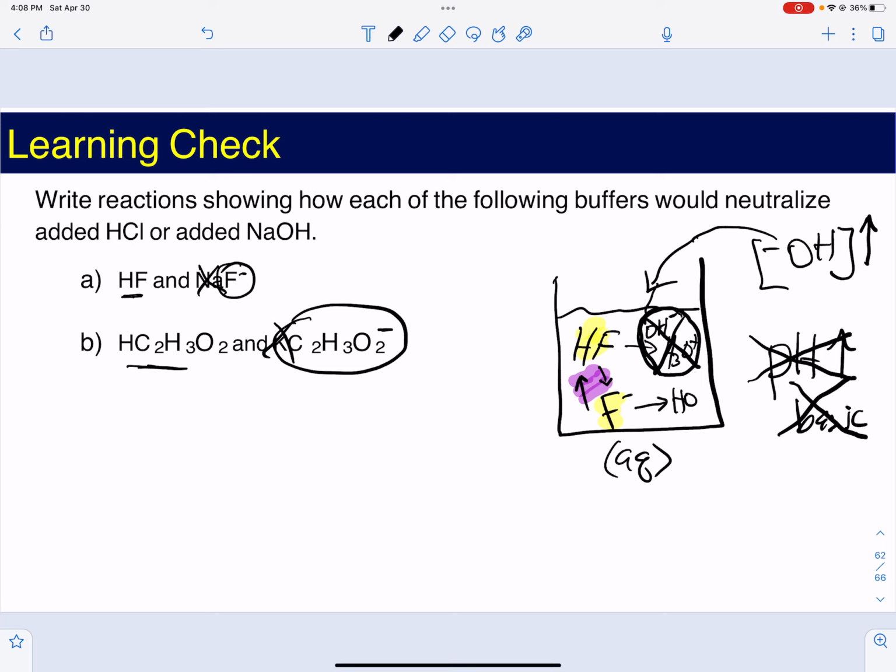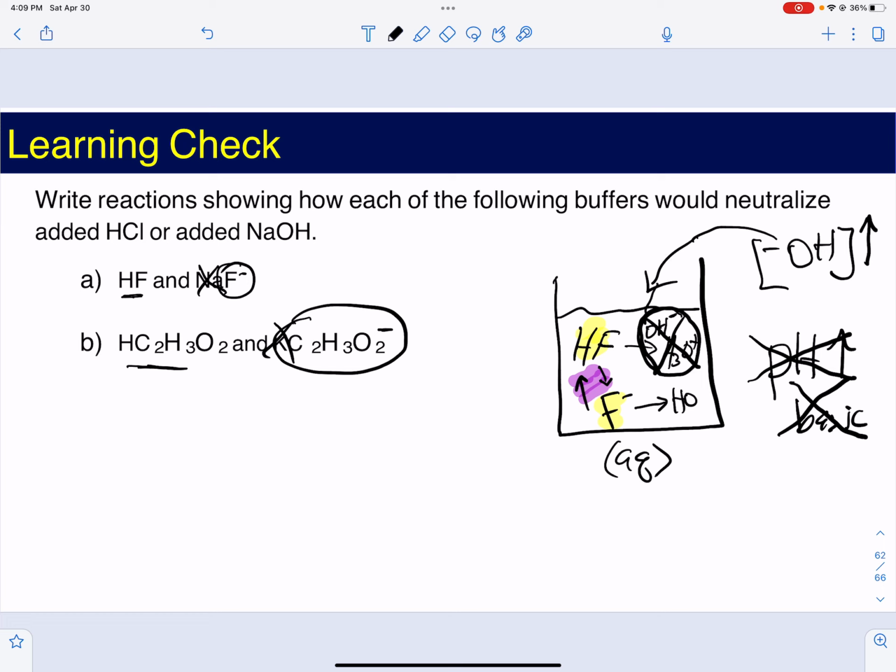So that's what's happening. Your buffer contains an acid and a base. So if you put base in there, the acid part of the buffer will neutralize it. If you put acid in there, the basic part of the buffer will neutralize it. As long as the amount of the acid and the amount of the conjugate base are more or less equal, this should be a very effective buffer system.